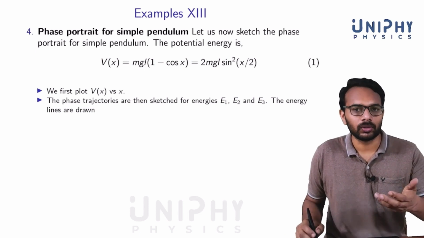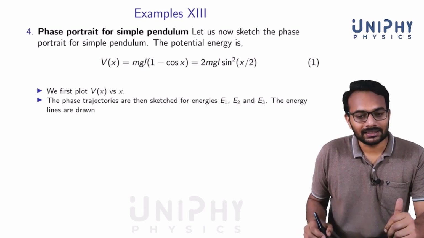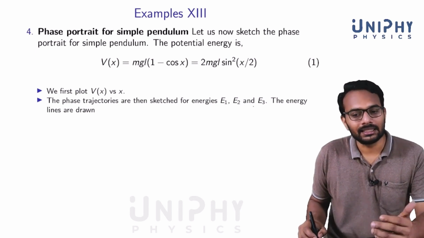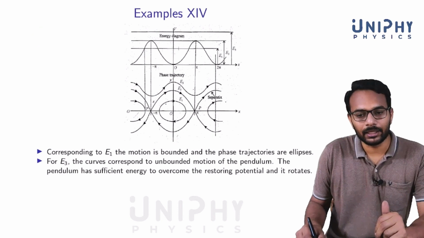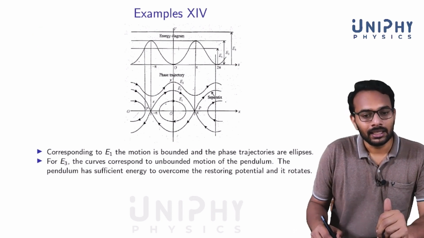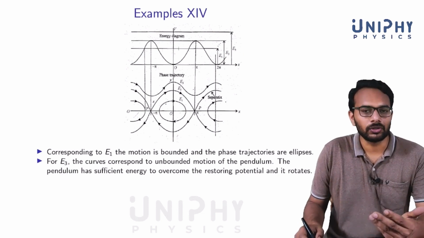You know the plot for sine. We don't have to really do the plotting. The phase trajectories are then sketched for energies E1, E2 and E3. That's what we do. We have got different energies E1, E2 and E3, and this is the sine square x curve. That's not particularly complicated. We all know how to plot a sine square curve.